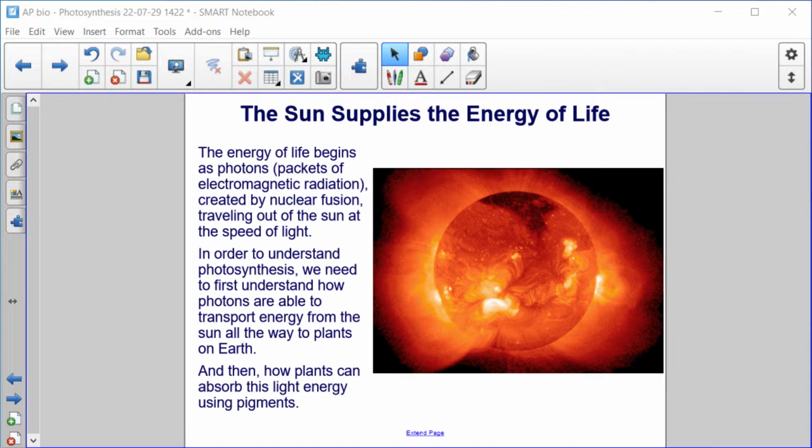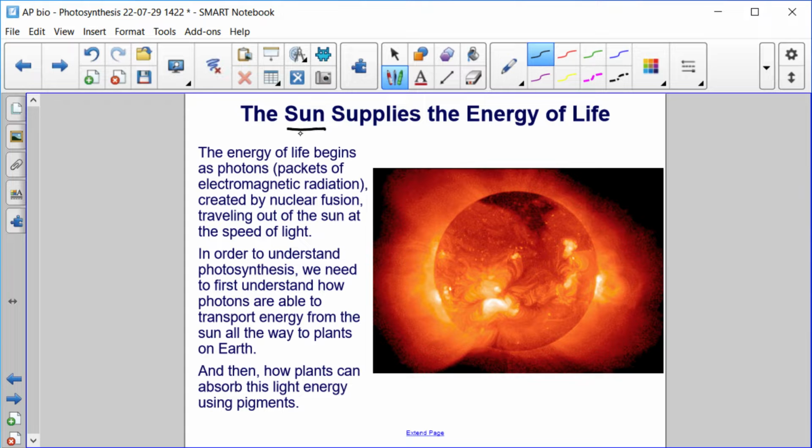The energy of life supplied by the sun begins as photons. Photons are little packets of electromagnetic radiation, or light. These photons are created by nuclear fusion, traveling out of the sun at the speed of light. In order to understand photosynthesis, we need to first understand how photons are able to transport energy from the sun all the way to plants on Earth. And then, how do plants absorb this light energy using pigments?